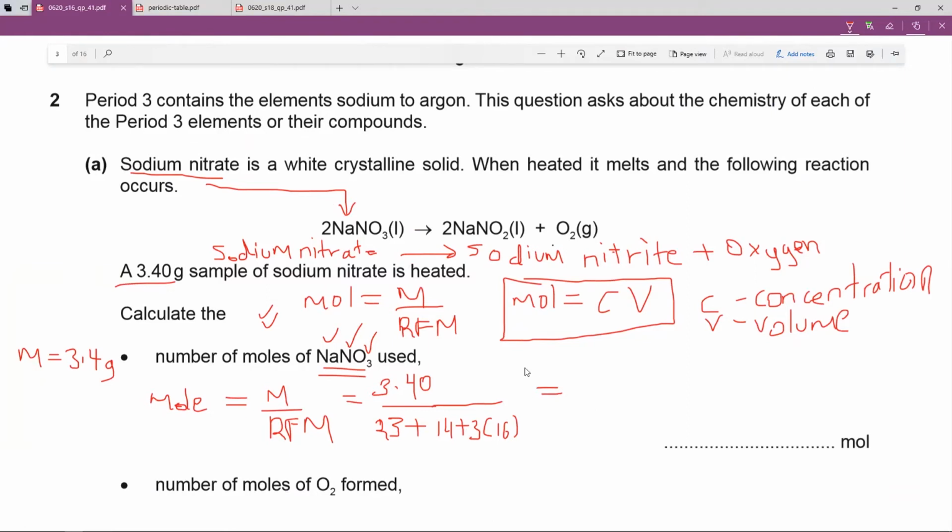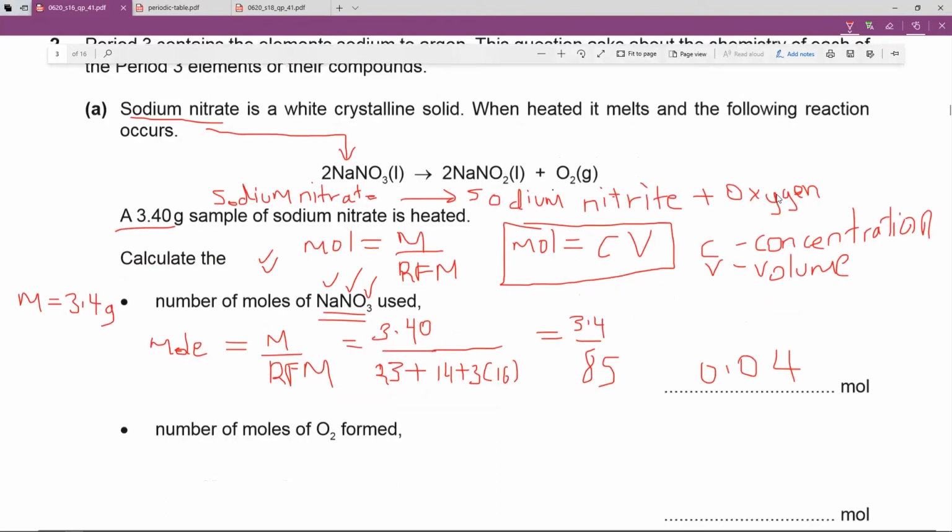You end up with 3.4 divided by 85. And if you further divide that, you get your number of moles of sodium nitrate used to be 0.04. Okay, that's our answer for that part of the question.